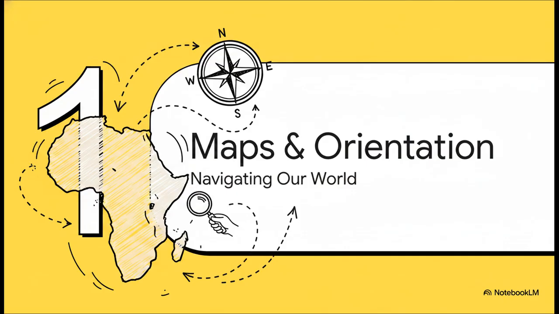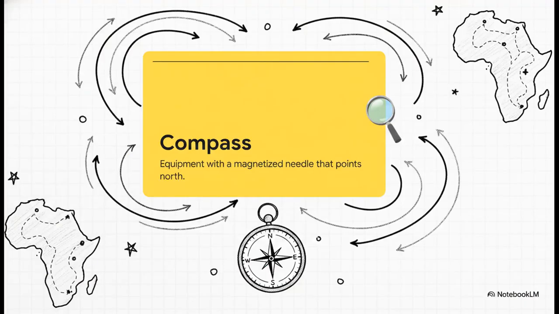Section 1, Maps and Orientation, Navigating Our World. Before we can explore a massive continent, we gotta understand the basics, right? We start with a trusty compass. It's a piece of equipment that relies on a magnetized needle aligning with the Earth's natural magnetic field, constantly pulling toward north. It's a simple, ancient principle, really. By knowing exactly where north is, you hold the power to orient yourself absolutely anywhere on the globe.